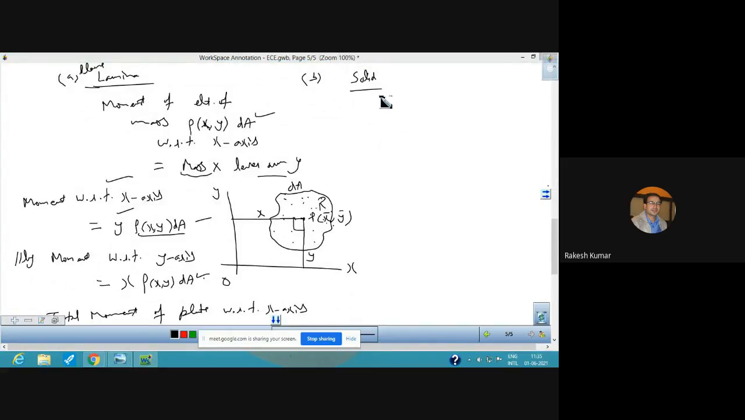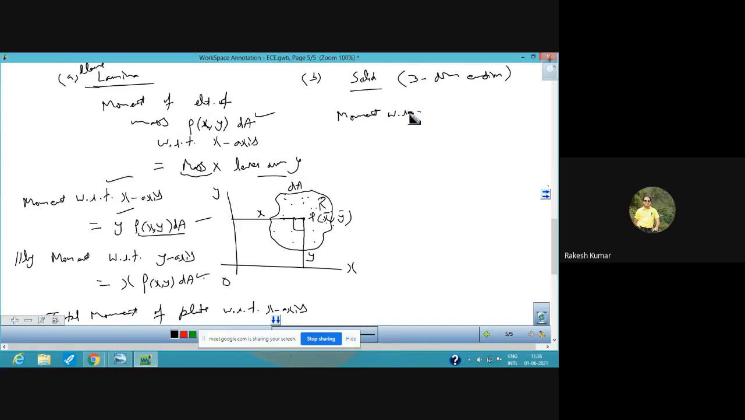So for the case of a solid, remember this is a three-dimensional body. So you will find the moment with respect to the YZ plane. So the moment about a plane will be found. The formula is M_YZ, that is a triple integral over V of x rho(x, y, z) dV, and dV can be written as dx dy dz.